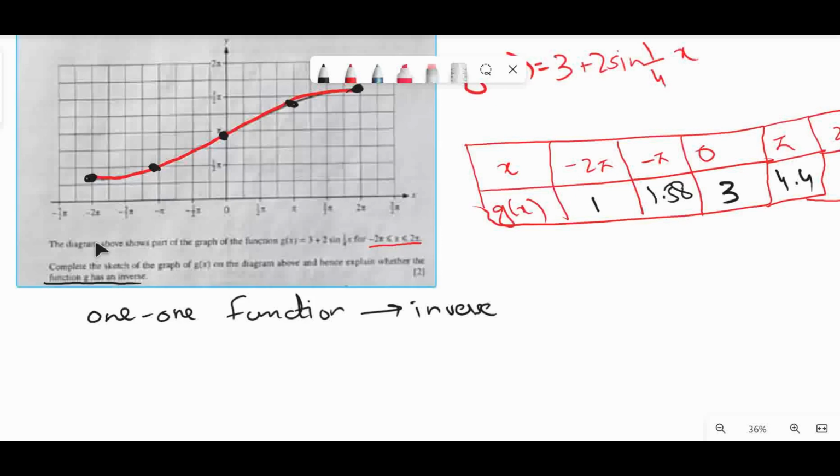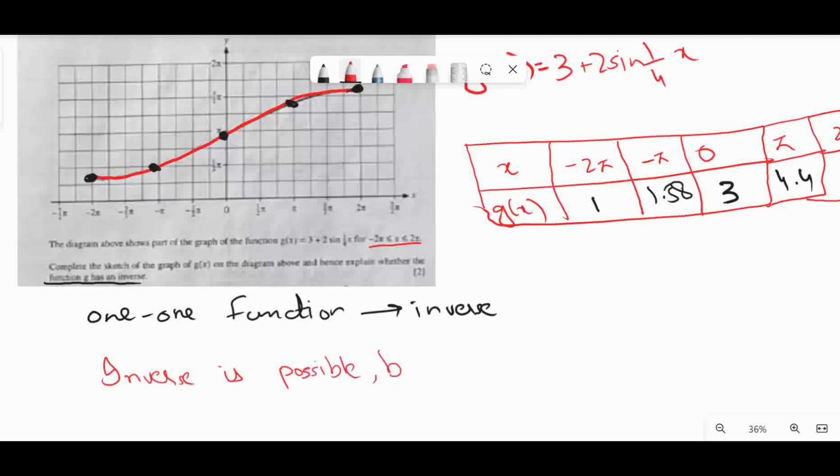A vertical line test, you can say that if you draw a vertical line, you will see that it will not intersect the curve at more than one point. So it means that this is a function. So we can say that here inverse is possible because it is a function. So inverse is possible, or it has the inverse. Yes, it has the inverse because it is a function. It is a 1-1 function.